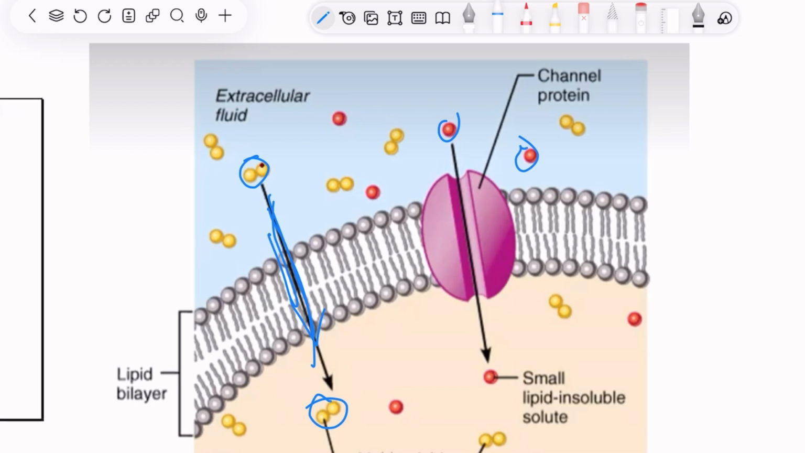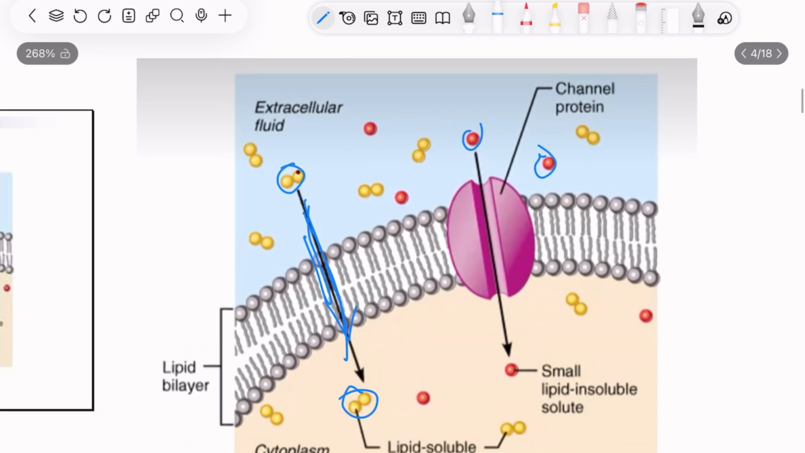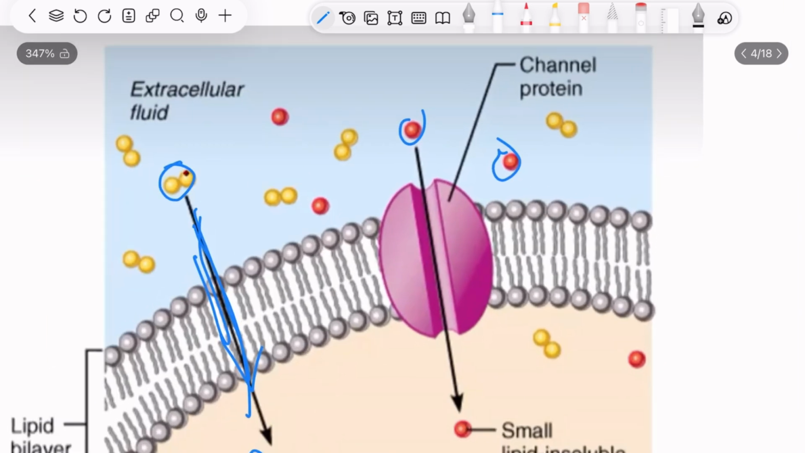And so yeah, there isn't much to say about this other than that molecules move down from areas of higher concentration to areas of low concentration, and lipid soluble molecules move directly through the bilayer, while lipid insoluble molecules need protein channels to cross the membrane.